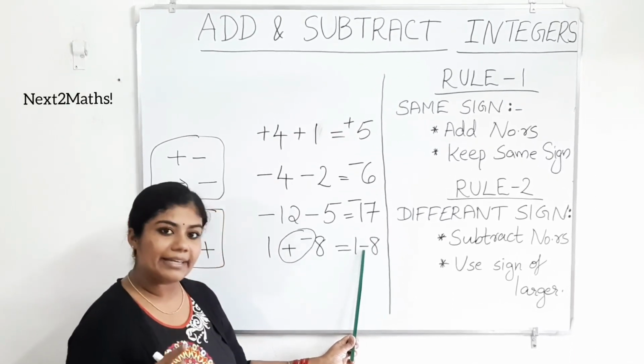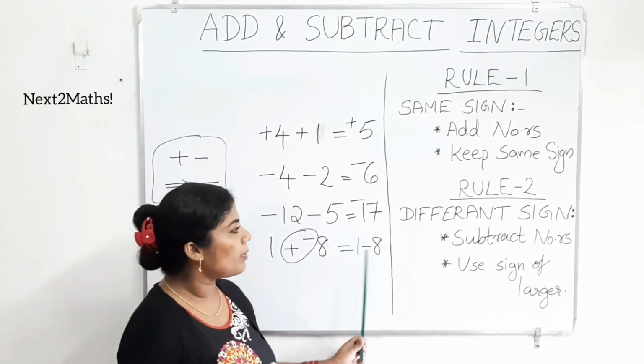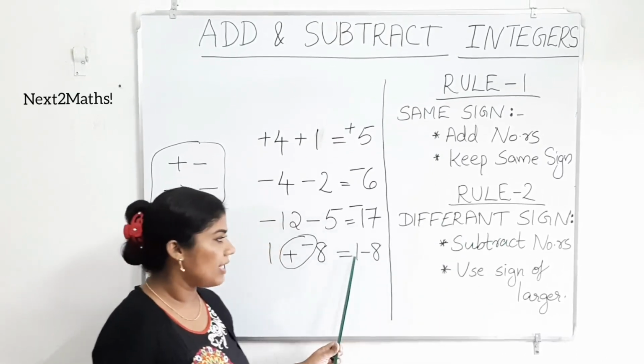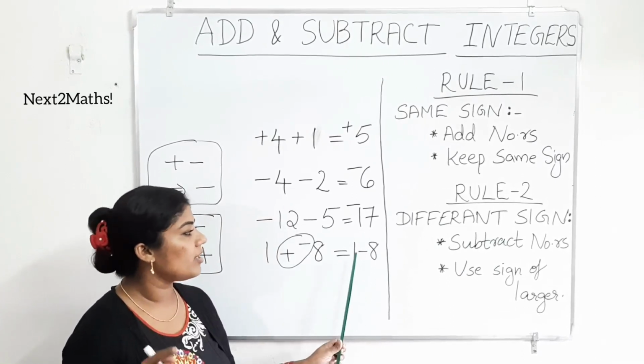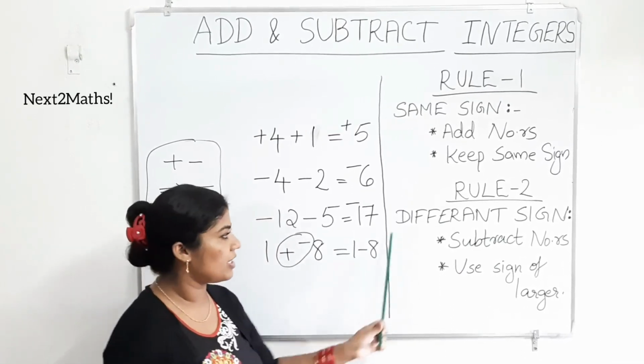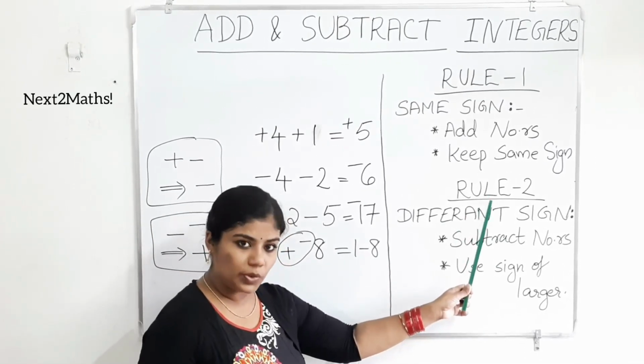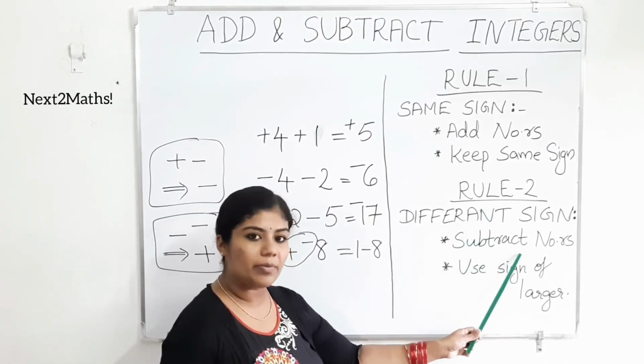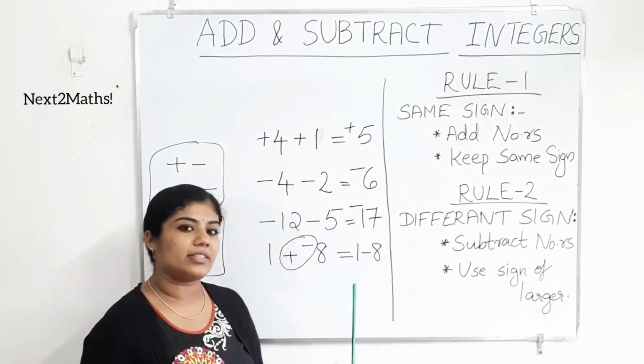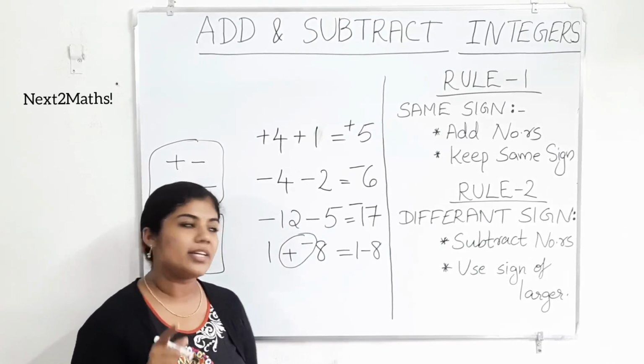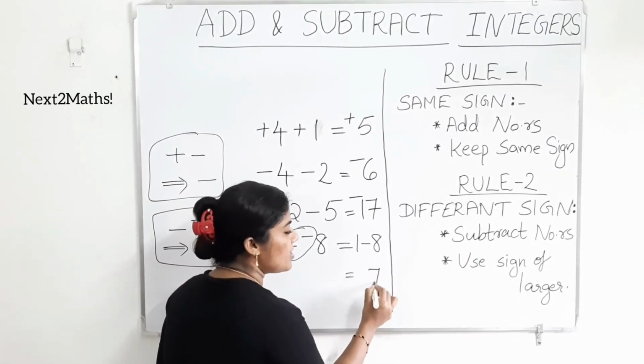8 has negative 8. Okay. So both have different signs. 1 has the sign of addition, 8 has subtraction. So if it is a different sign, rule 2: subtract the numbers. So 1 and 8. So 8 minus 1, what will you get? 7. You will get 7.